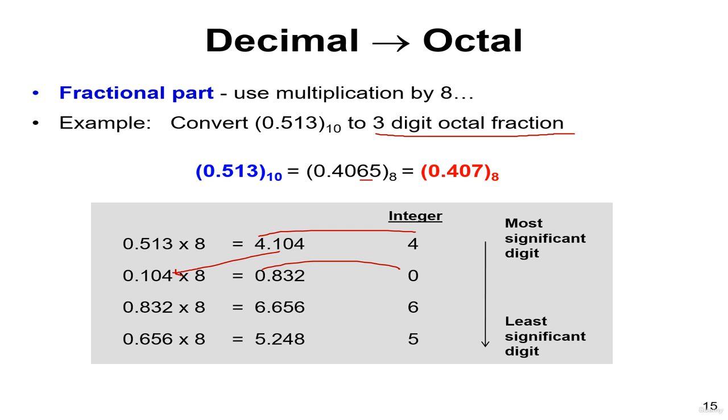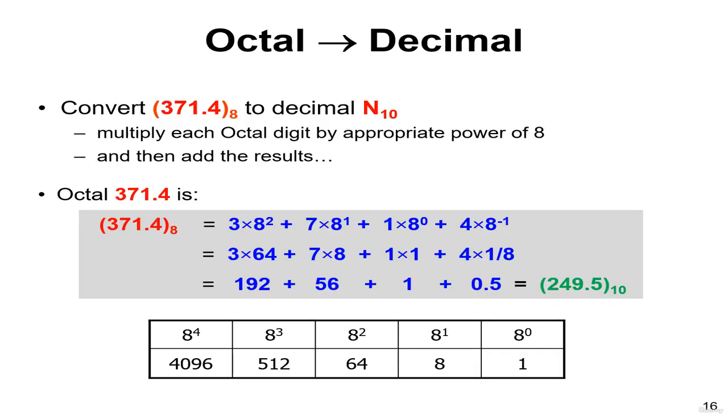So the process remains the same, only the numbers change. Once we are asked to do the reverse conversion, that is octal to decimal, it would also follow the same process, right?